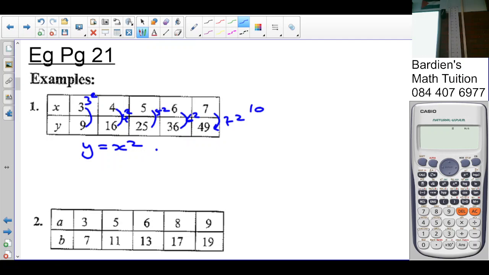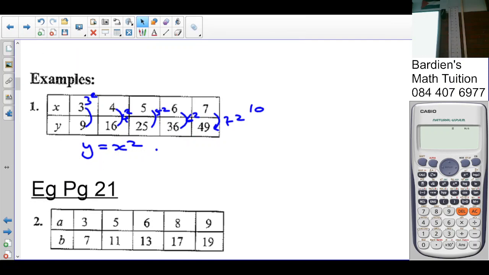What if x was 10? Y is 100. So it's 10 squared. What if x was 12? 144. What if y was 81? 9. Then x would have been 9. Does it make sense? Here's example 2.